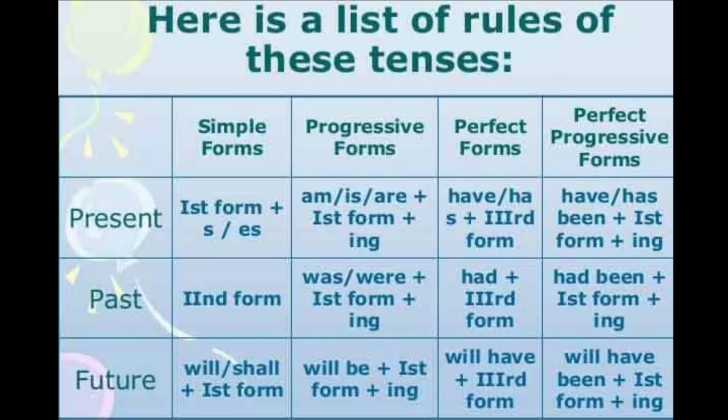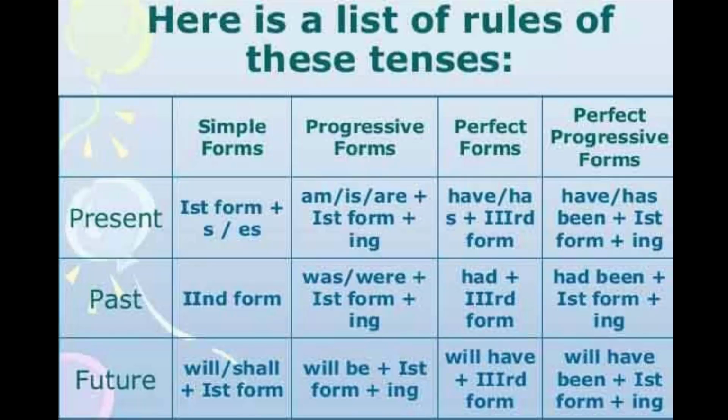In present perfect, we use have or has as auxiliary verbs, and we use past participle form, which means third form of verb. While in present perfect continuous, we use have been or has been as auxiliary verbs and first form plus ing, which means present participle form, and in simple words, fourth form of the verb. In past simple, we use second form of verb, which means past form of verb.